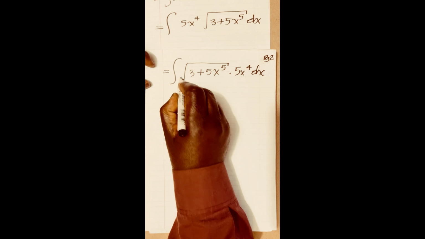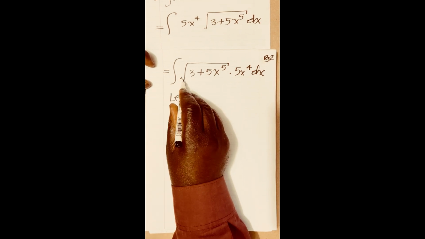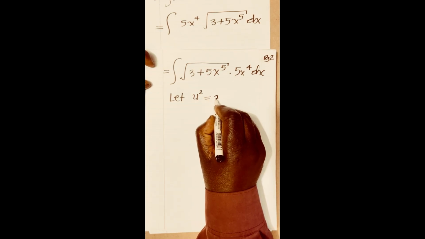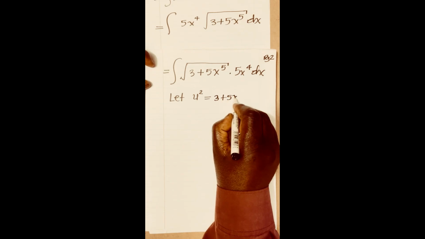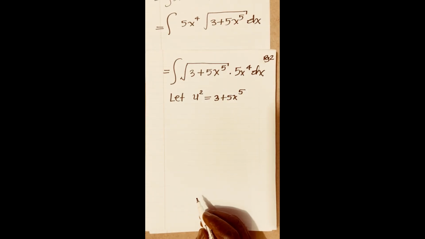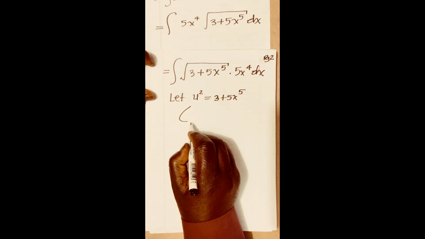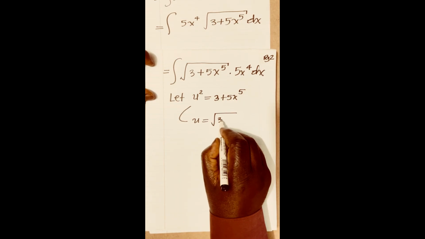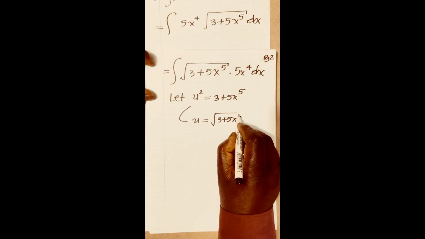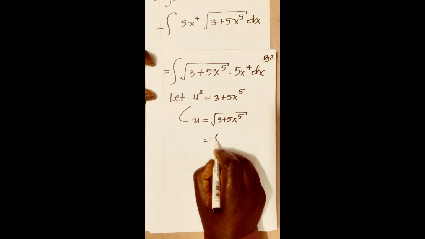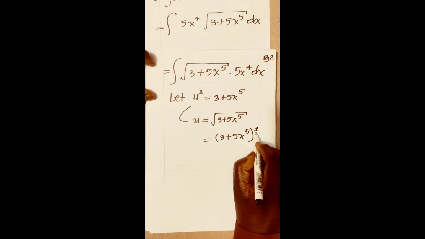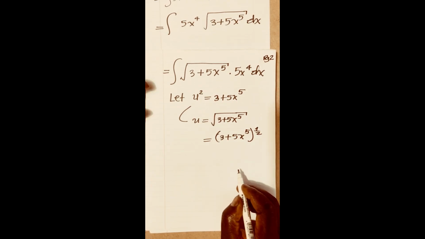I'm now going to let, but remember we have the square root sign, so we have to say u squared be equal to 3 plus 5x power 5. And we have to obtain two equations from this. The first one is to take the positive square root both sides. On the left we have u, on the right we have the square root of 3 plus 5x power 5. This is the same as 3 plus 5x to the power 5, all to the power 1 over 2. You'll see how important this one is at a later stage.